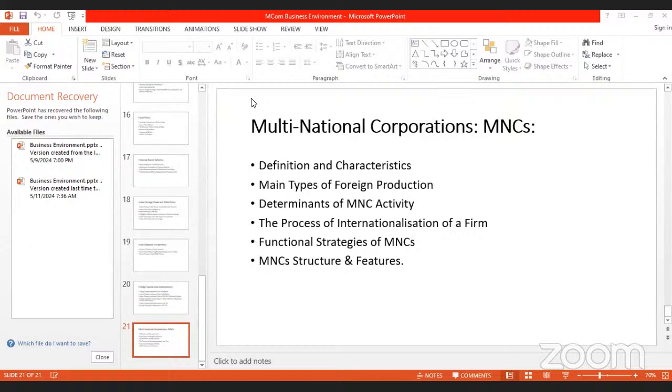Innovation and R&D is taking place. Then very effective CSR activities they are doing, and they are into global talent management as well. So these are the features of MNC.